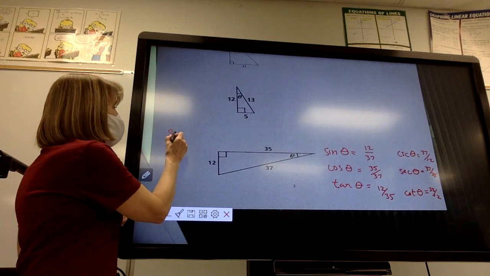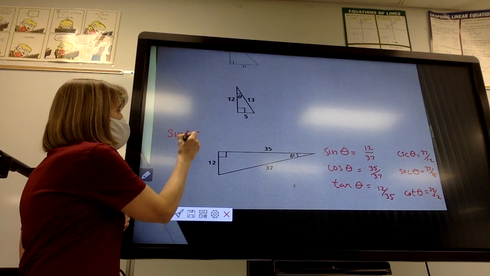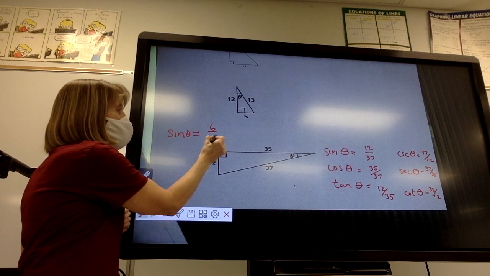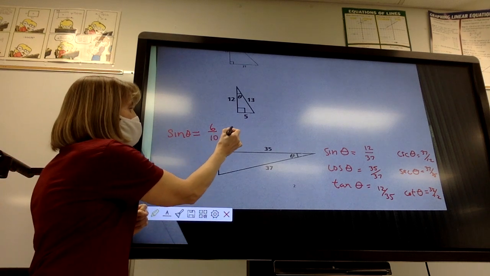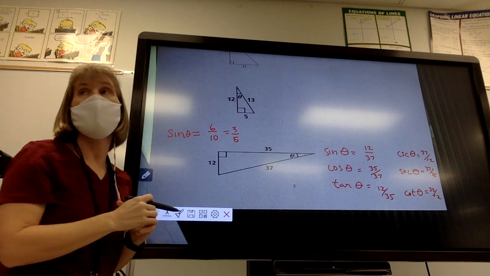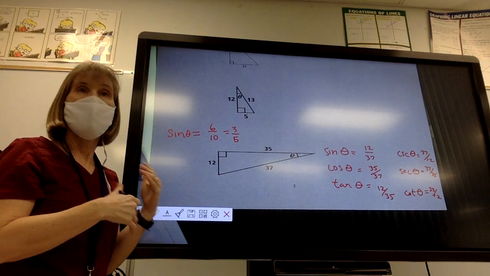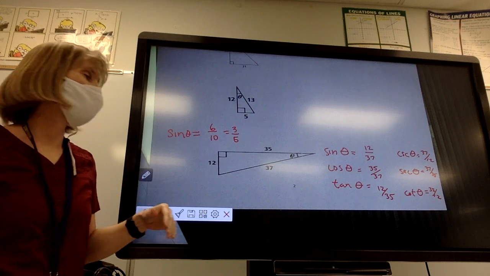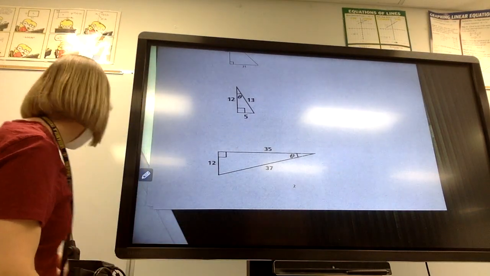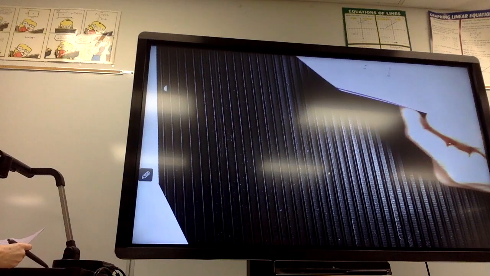I'm just saying that if you ever came up with the sine of theta being something like 6 over 10, you would not leave that 6 over 10. You would reduce that down and say it's 3 over 5. So because we're working with fractions, in all situations, fractions get reduced when possible. Okay, turn the page.